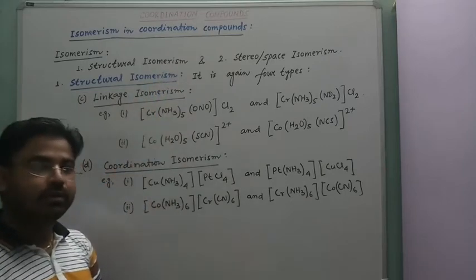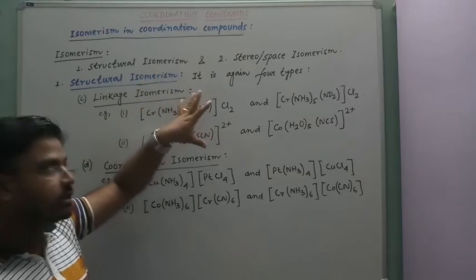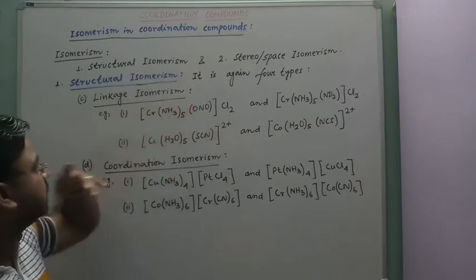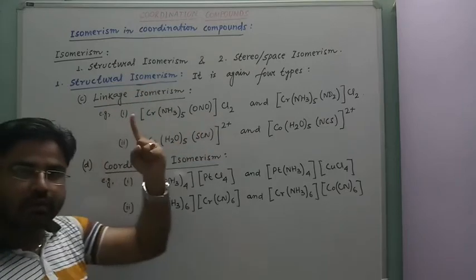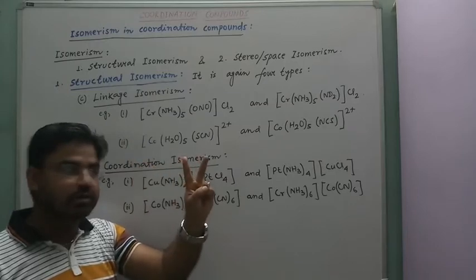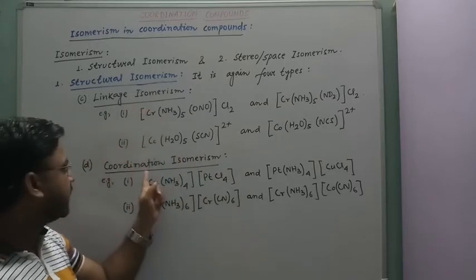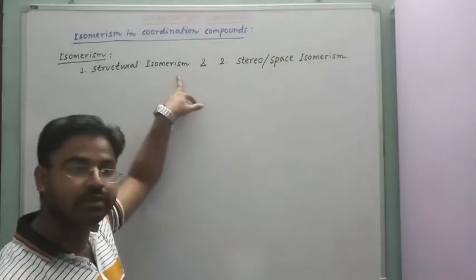The structural isomerism occurs only in those compounds which give different structures. So structural isomers are classified into 4 types. Number 1, the ionization isomers, very important. Then solvate or hydrate isomers, linkage isomers, and coordination isomers. So structural isomerism is over.